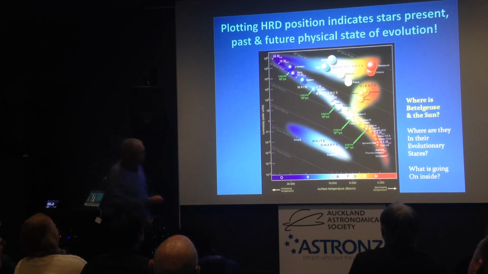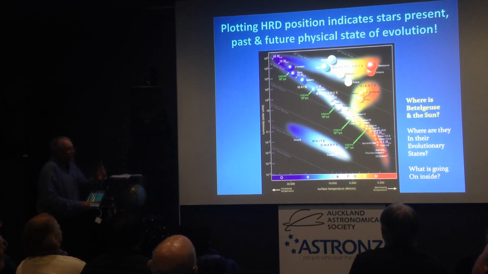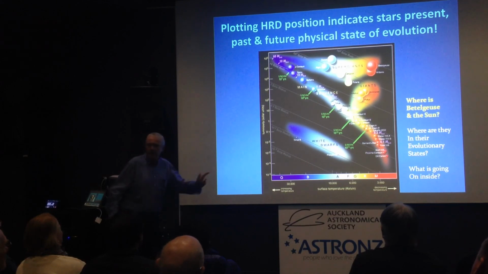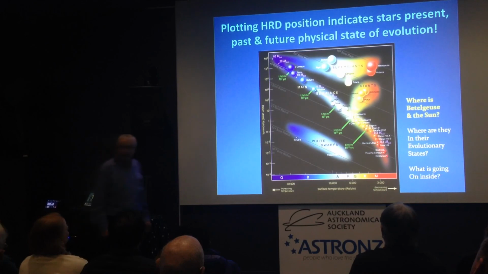But the sun, you find out, you go on the internet, dare I say, Wikipedia, you find it's got a surface temperature of 5,800 degrees, and it's got a luminosity of 1 solar, so it's right here. Oh, that's in the main sequence. I know what's going on inside that star, the sun. It's hydrogen fusion, and it's in a happy, stable state of hydrostatic equilibrium. You work all that out yourself.